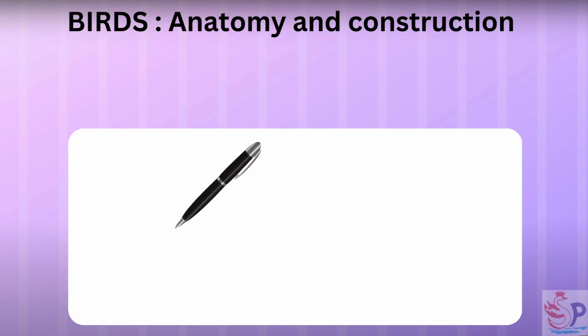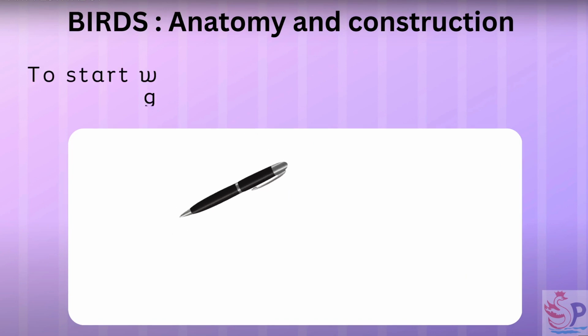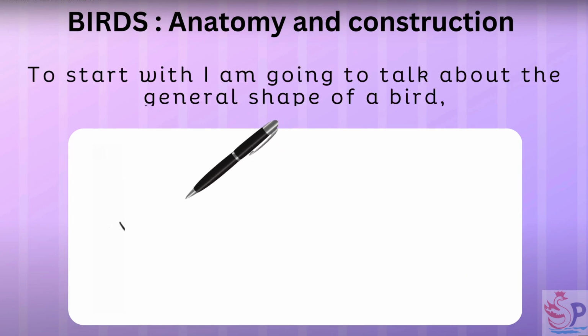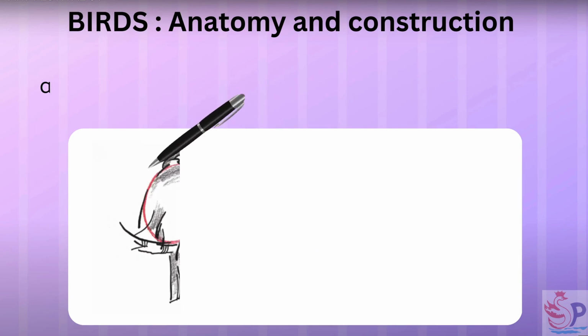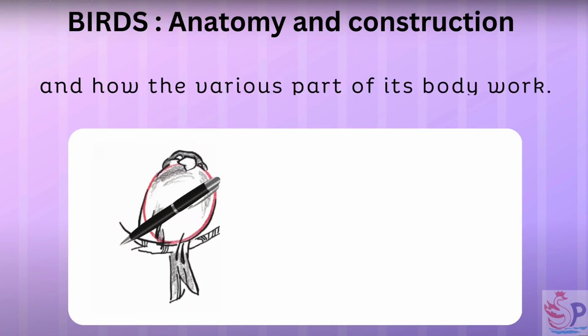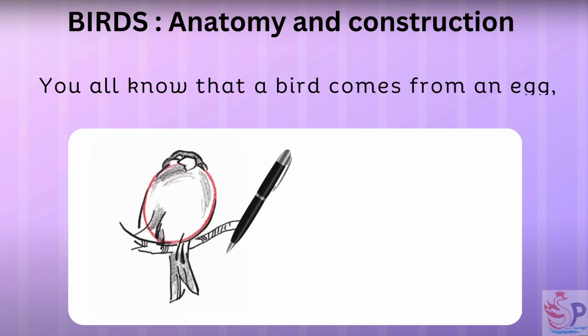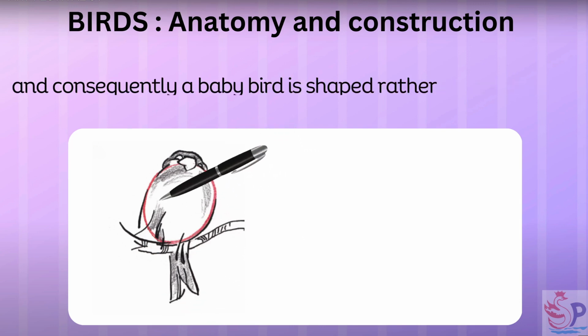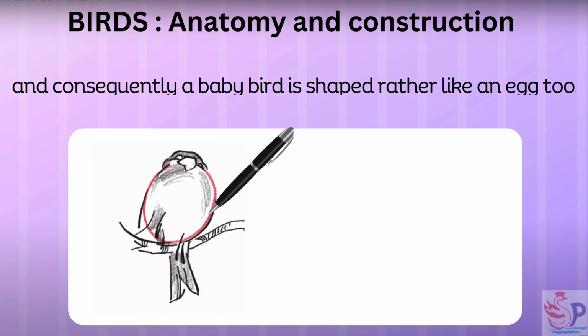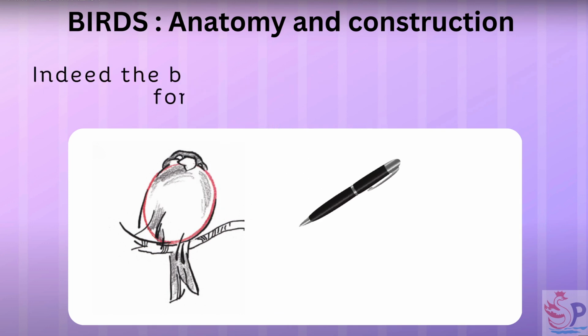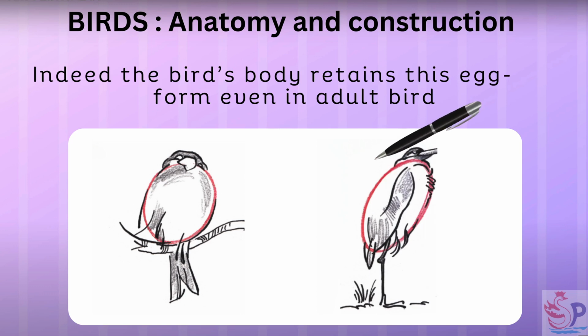Birds. Anatomy and construction. To start with, I am going to talk about the general shape of a bird, and how the various parts of its body work. You all know that a bird comes from an egg, and consequently a baby bird is shaped rather like an egg too. Indeed, the bird's body retains this egg-like form even in adult birds.